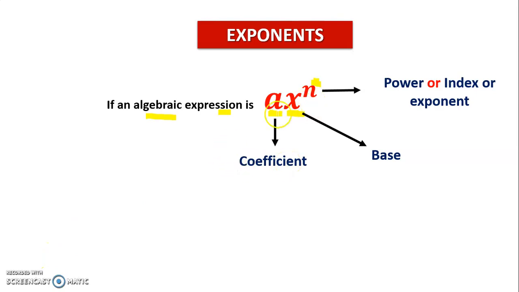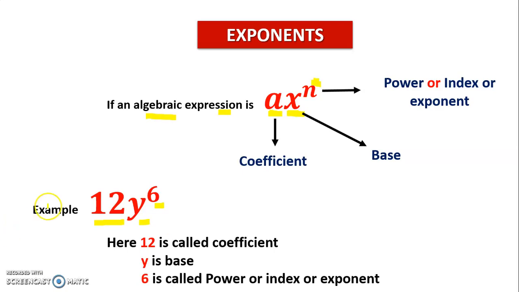Once again, algebraic expression a into x power n. A is a coefficient, x is base, n is power, index or exponent. Example like given here, 12 into y power 6. Here 12 is called coefficient, y is base and variable as well. 6 is called power, index or exponent.